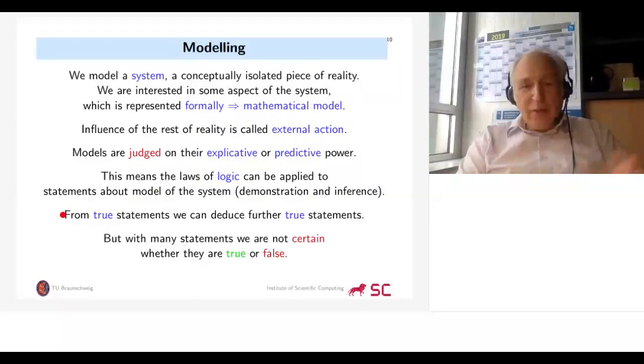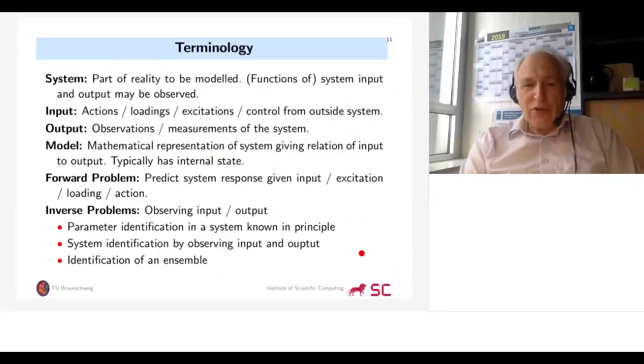We make true statements, and with normal logic, we can deduce further true statements. But the problem is what to do with statements where we are not certain. We cannot say they're true or false, but we're not certain about them. So we have to build a theory, and in this case it is going to be probability theory on how to do this.